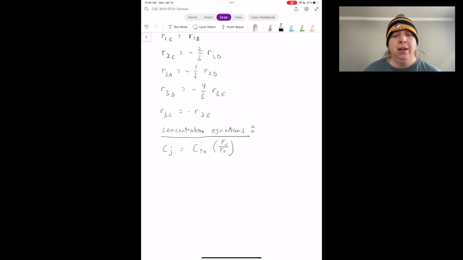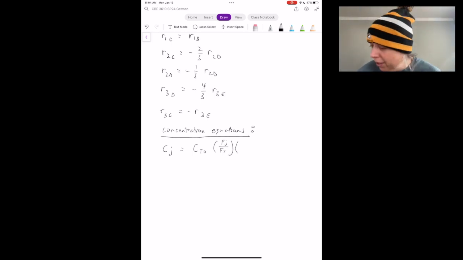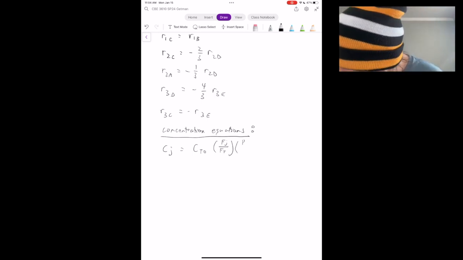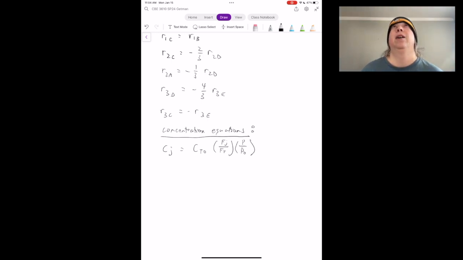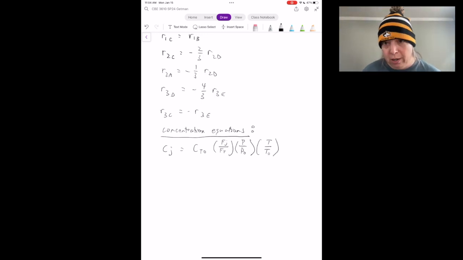That total molar flow rate is going to be progressing as the reaction is carried out. And then that's going to be multiplied by, hold on, I'm looking up, I want to make sure I get the terms correct. The pressure divided by the initial pressure, where the numerator there is the pressure at anywhere along the length, along the progress of the reaction, and then T divided by T naught. So this is a general equation.